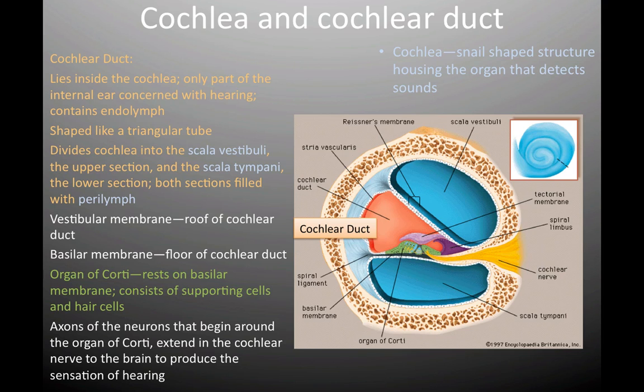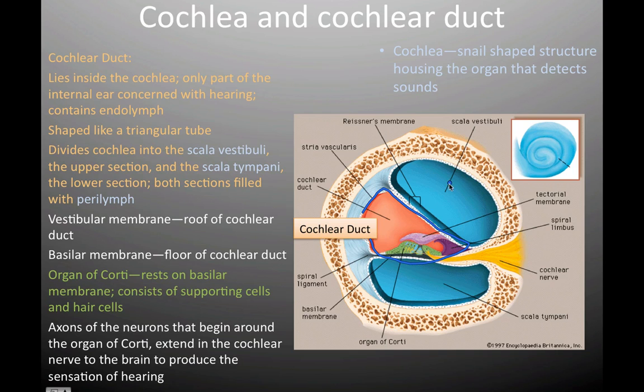Alright, let's take an even closer look inside that cochlear duct and see some structures that are pertinent to hearing. We mentioned a minute ago that the cochlear duct is triangular in shape, and here it is. It divides the cochlea into three parts, separating two liquid-filled sections. The first, on top, is called the scala vestibuli, and the one underneath it is called the scala tympani. Again, these have perilymph inside of them.